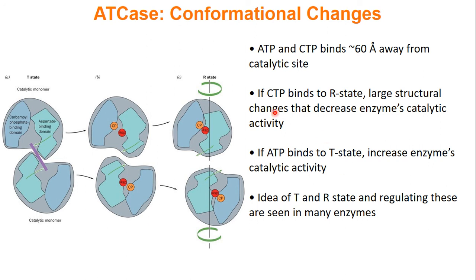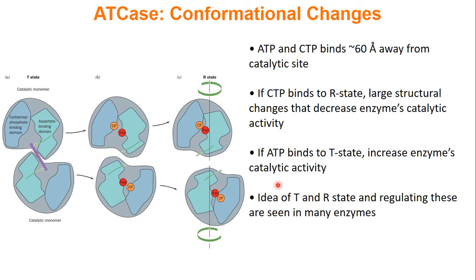So CTP is an inhibitor. It binds the T state. But if it does bind the R state, this binding will create large changes, which will shift everything to the T state. While ATP wants to be bound to the R state, so if ATP does bind to the T state, it will shift everything to the R state, which will increase the catalytic activity.